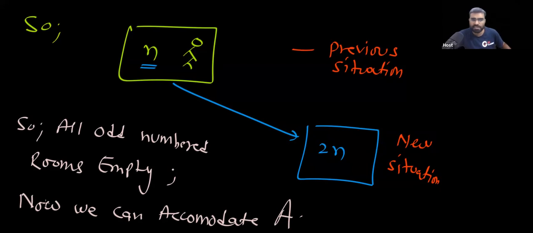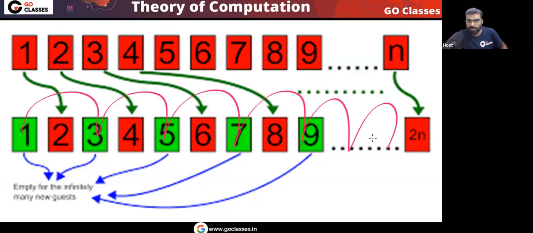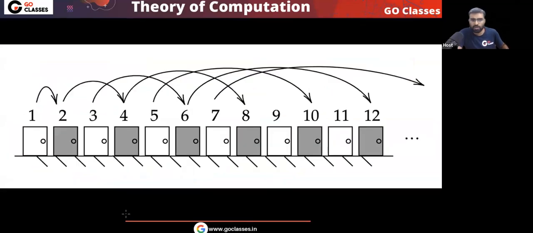I hope you found this proof very interesting. All you have to do is make sure that 1 is going to 2, 2 is going to 4, 3 is going to 6, 4 is going to 8, n is going to 2n. If you do this, then all the odd number rooms are empty. Look at these green rooms, green signal. In these empty rooms, you can put the new guests.